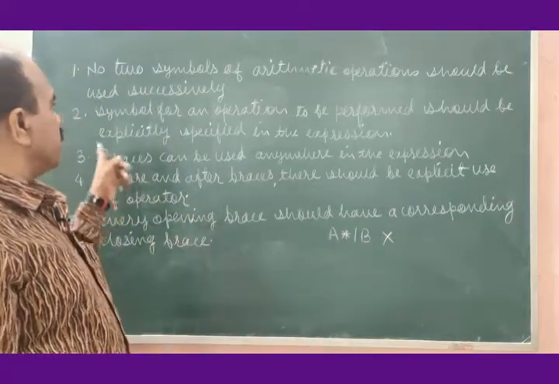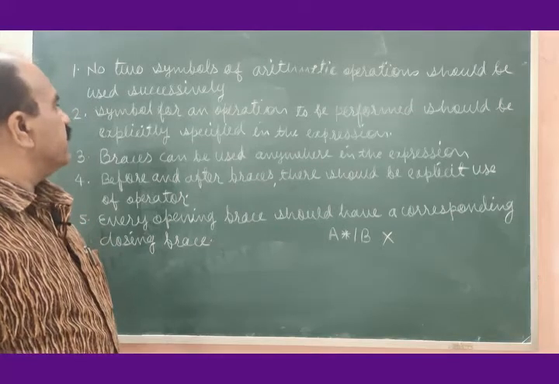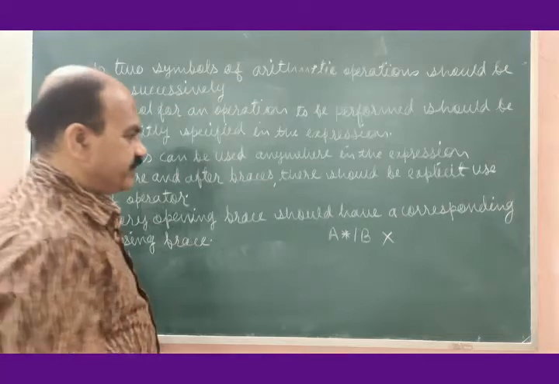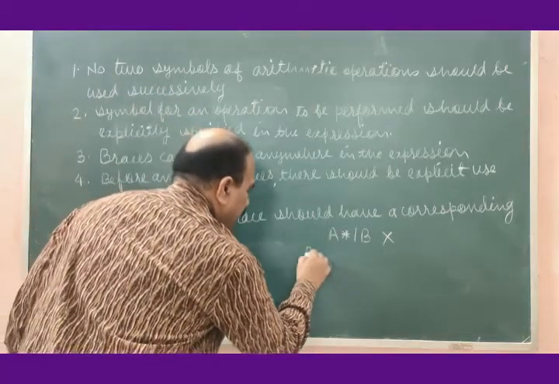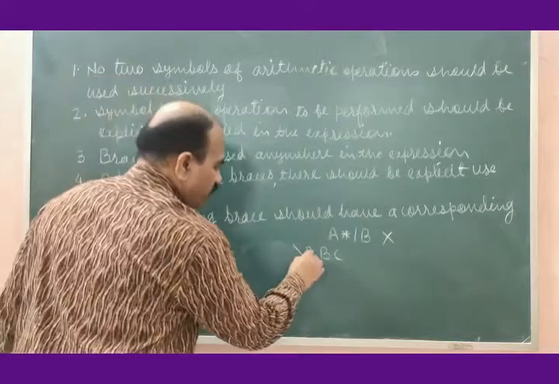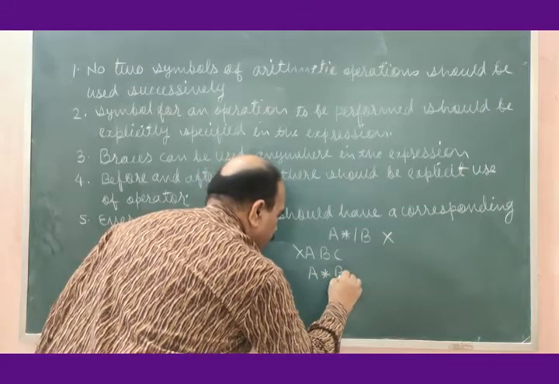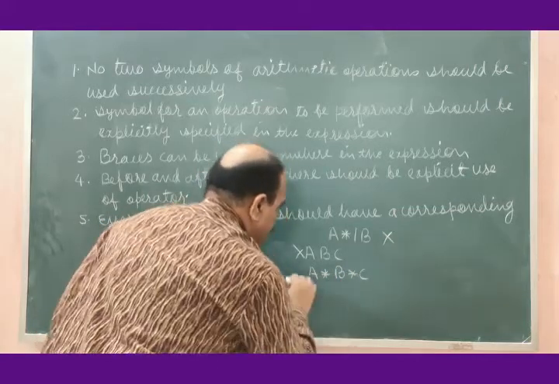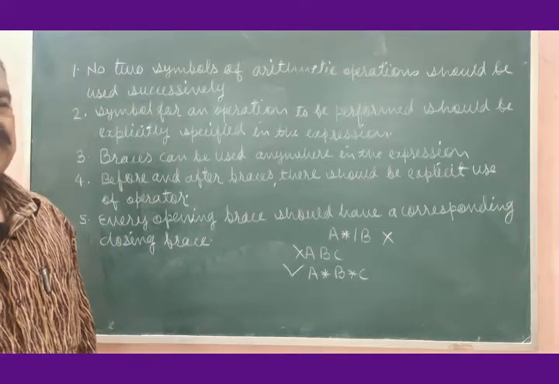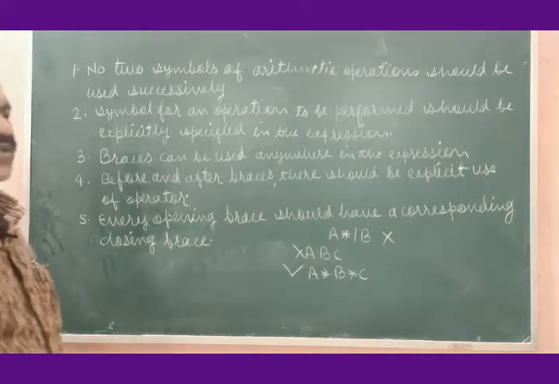Second rule, the symbol for the operation to be performed should be explicitly specified in the expression. A B C written without operators is wrong. What is correct? A into B into C. This is the correct way of writing the expression. Third rule, braces can be used anywhere in an expression.